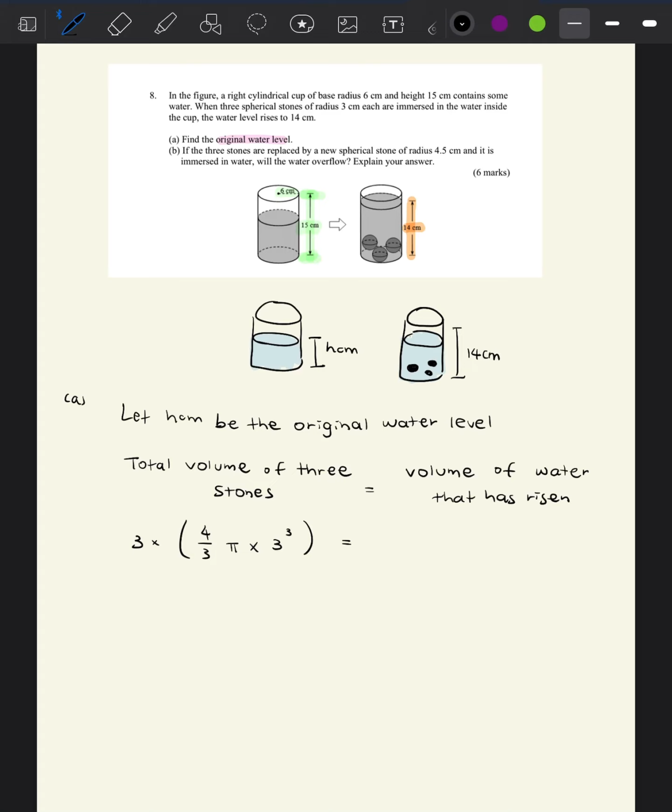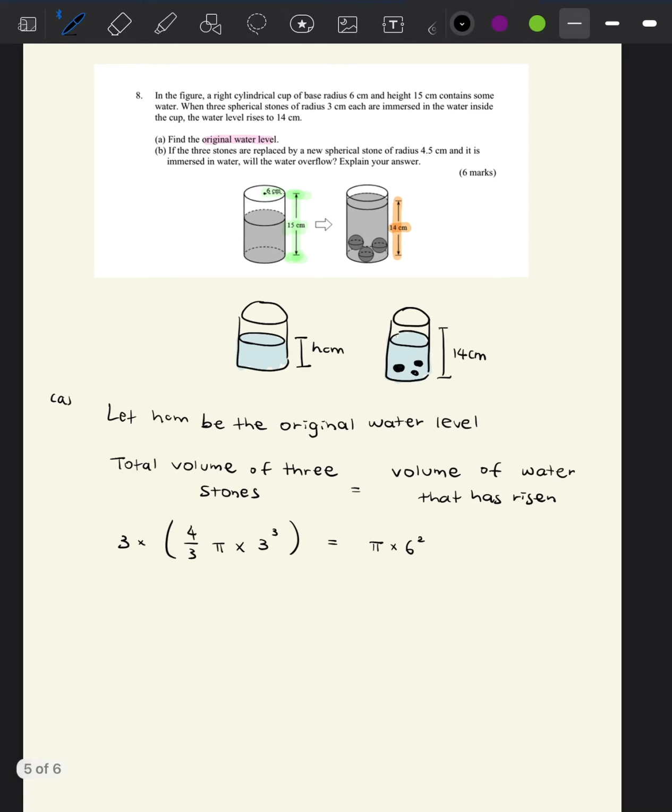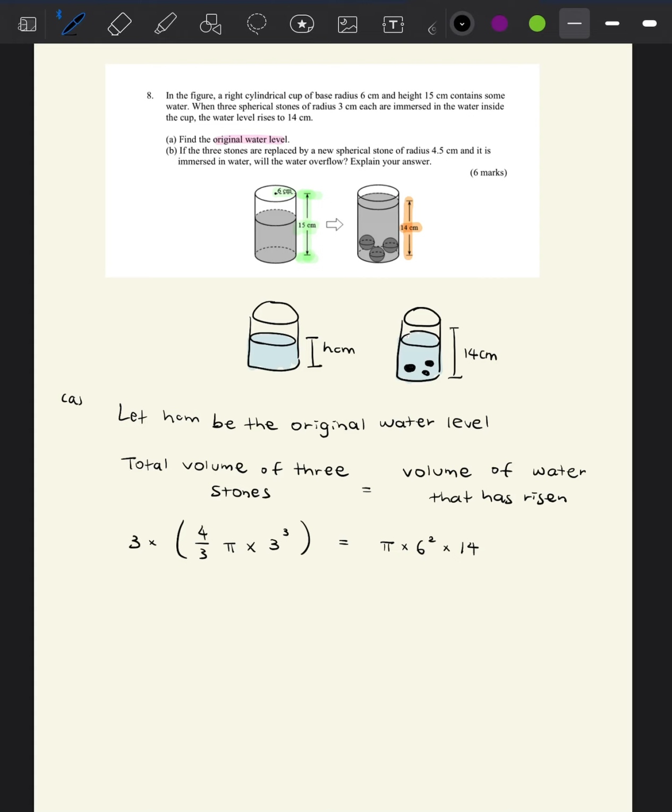And the volume of the water that has risen: this cup is a cylindrical cup, so it's a cylinder shape. How do we find the volume of a cylinder? It's pi times r squared, which is 6. The radius of the cup is 6 cm, times the height. So the new height is 14, and we're looking for the change of the height, the water rise. So originally it is pi times 6 squared times h. h is your original. So here we will have to solve it.